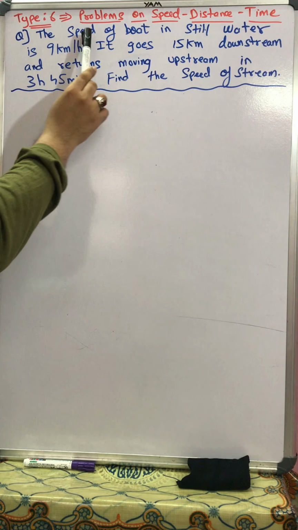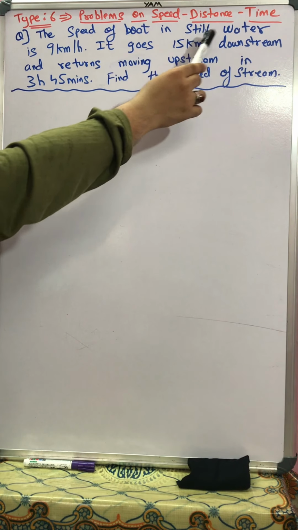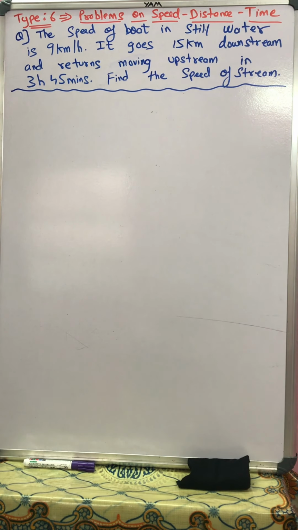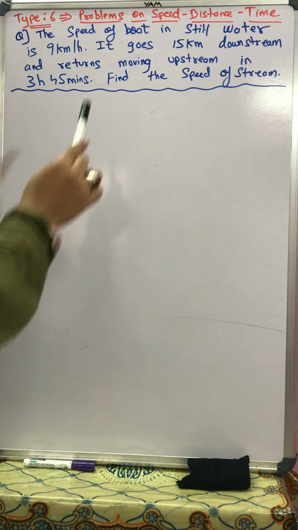Problems on speed, distance and time, type 6, continuing the third question from this type in this lecture. Let's start. Speed of a boat in still water is 9 km per hour. It goes 15 km downstream.